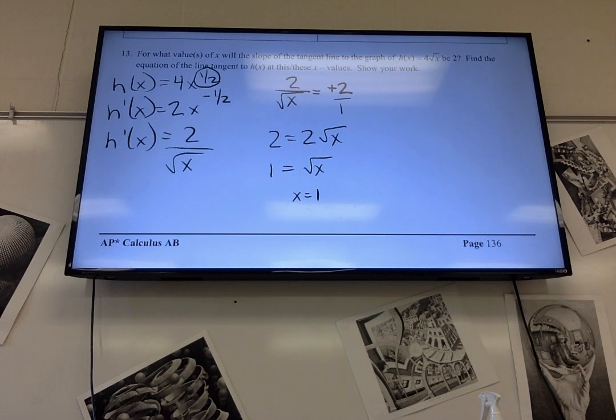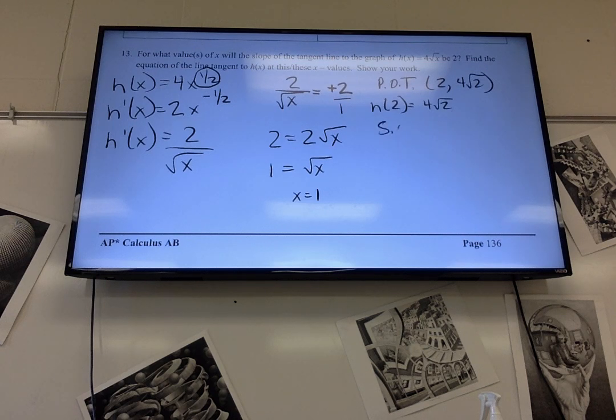So find the equation of the line tangent to h of x at these x values. So POT and SOT. So it's 2 or 1. Is 2 going to be our point? Yeah, 2 is the x coordinate. So I've got to find the y coordinate. So I do h of 2. We just plug in 2. Yeah, so it's 4 times the square root of 2.